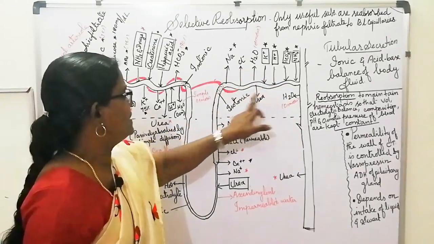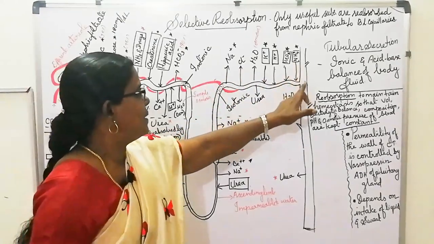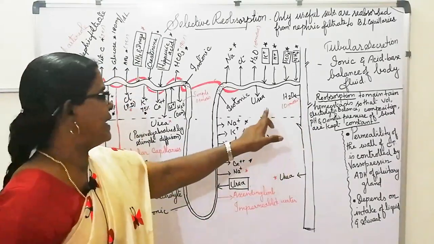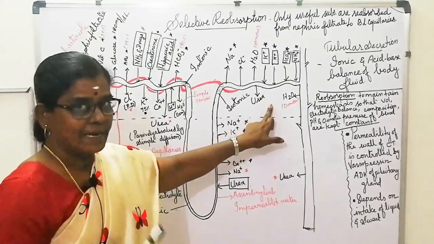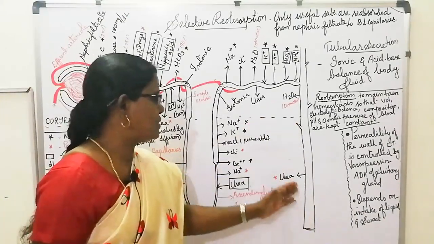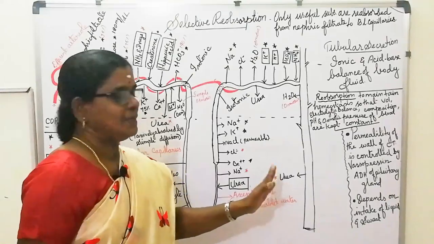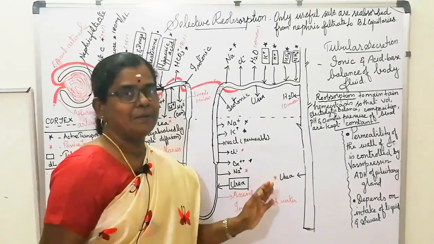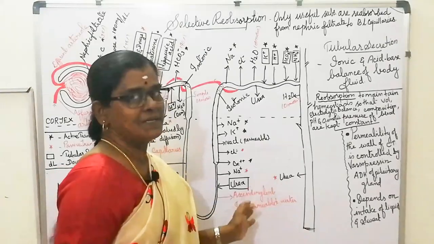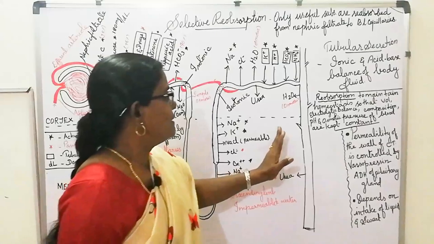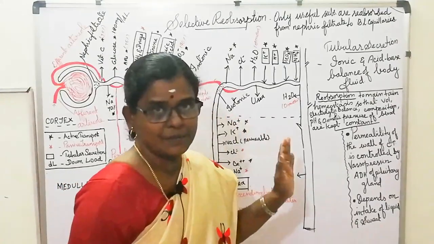Then chlorine is reabsorbed, so water is also reabsorbed by osmotic pressure, osmotic diffusion. Then this filtrate is passing to the collecting tubules. In the collecting tubules, 95% of water is reabsorbed. Here, in the lower part of the collecting tubules, urea is diffused. By passive transport, urea is reabsorbed. Now you see here, this is reabsorption.